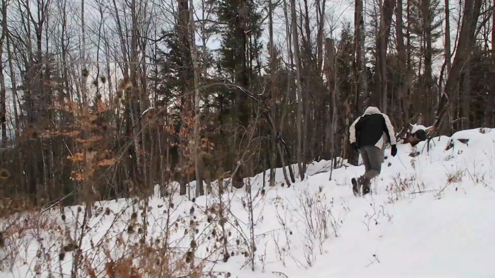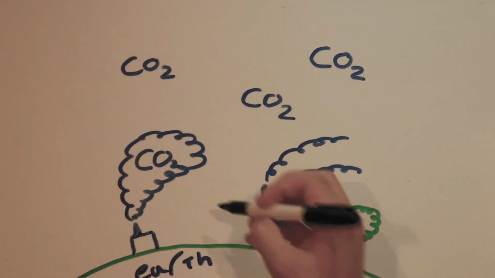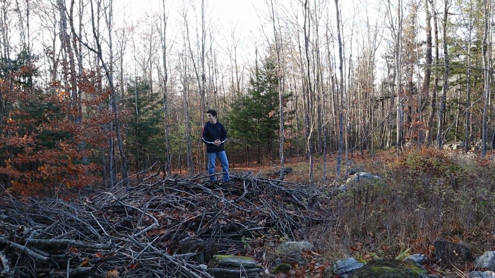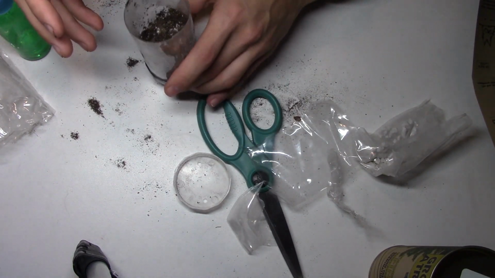Until human science catches up to nature's efficiency, the best way to reduce carbon dioxide in our atmosphere seems to be simply protecting existing ecosystems, and to get your hands dirty, planting some plants.